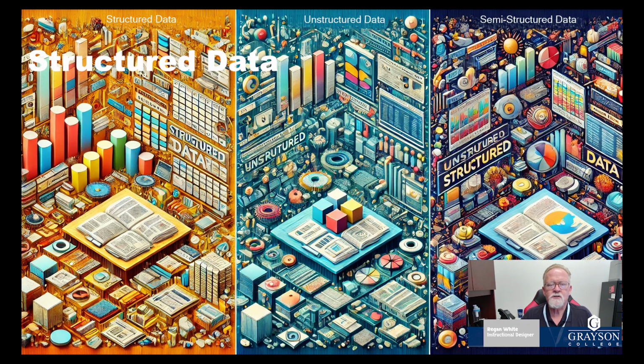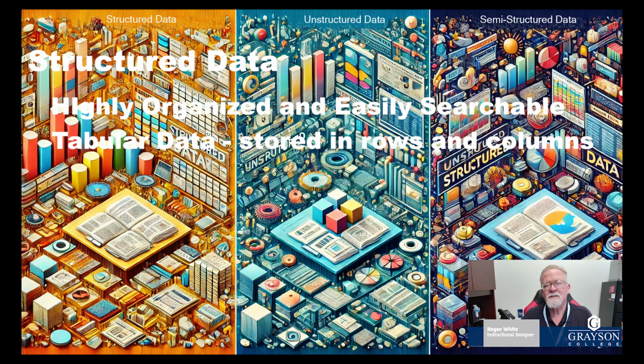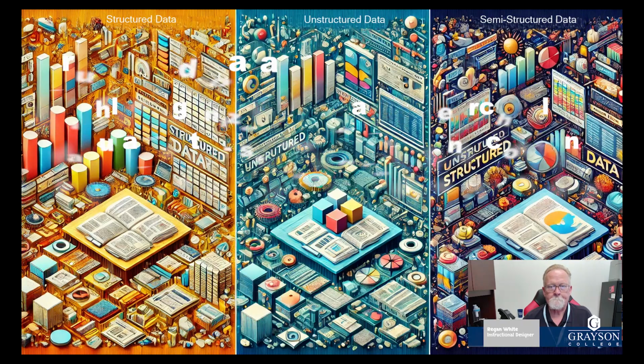Okay, so first we have structured data. This type of data is highly organized and easily searchable in databases. Structured data is stored in a tabular format with rows and columns, making it straightforward to analyze using traditional data tools like SQL. Examples of structured data include databases, information stored in relational databases like MySQL, PostgreSQL, or Microsoft SQL Server. Spreadsheets, that's data stored in Excel sheets or Google Sheets. Structured data is characterized by its predefined format, which allows for easy querying and manipulation.